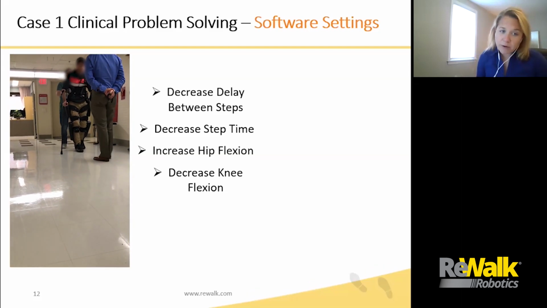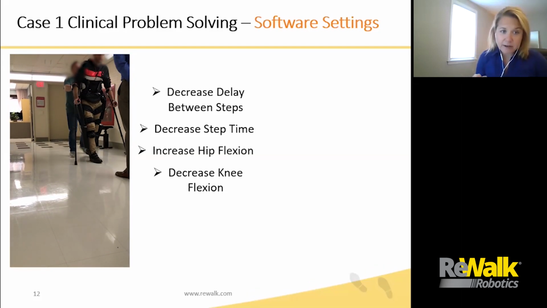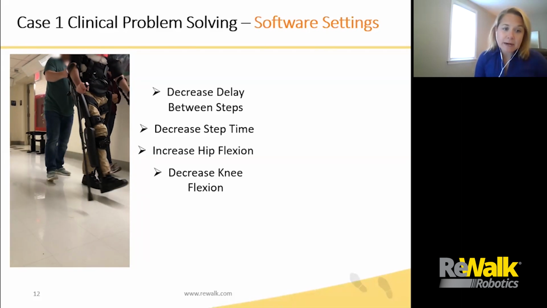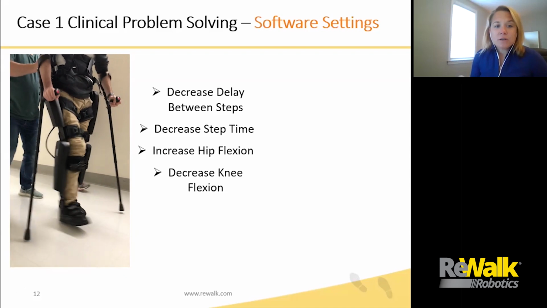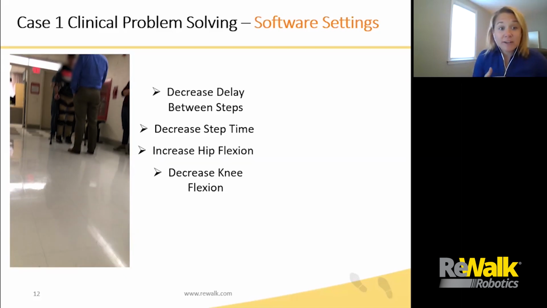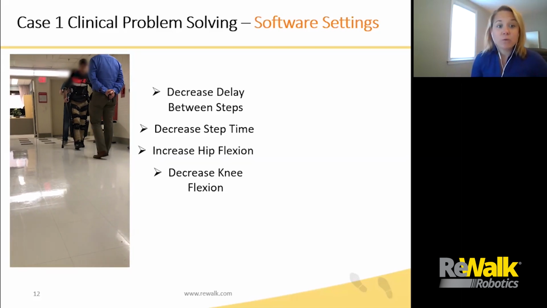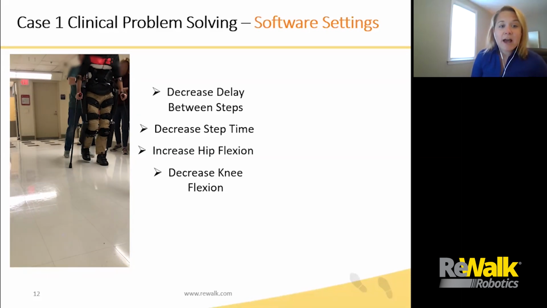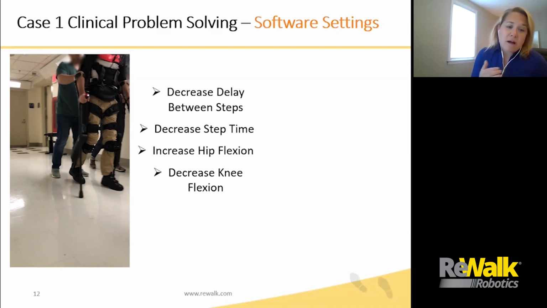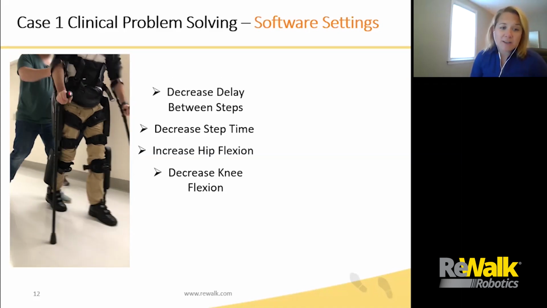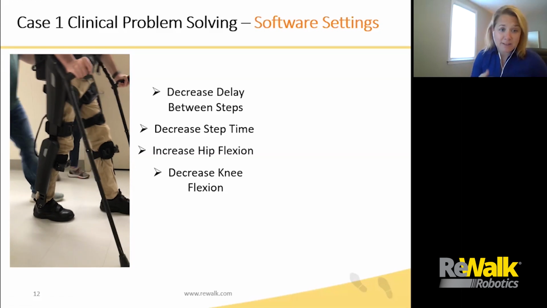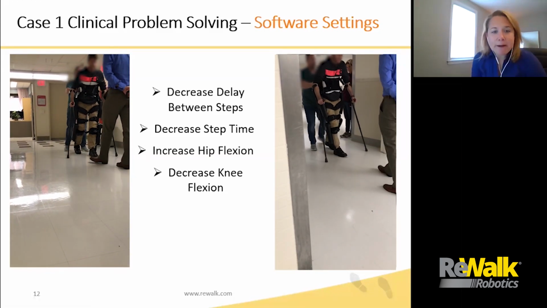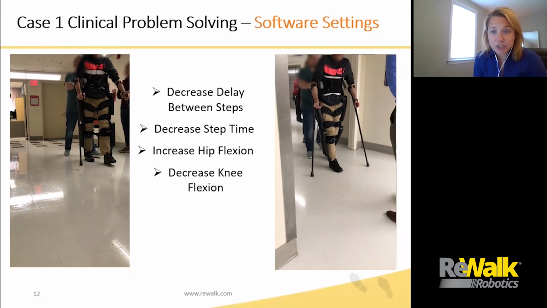So what we recommended is a few things really. We ended up decreasing the delay between steps and the step time. Both of those together will result in the device going a little bit faster for the patient. Once they get the hang of the crutch placement and the weight shifting, having the device go too slowly will actually cause them to struggle with their balance and their upper trunk sometimes. So what I recommended and what we did with this patient was essentially just to speed him up.